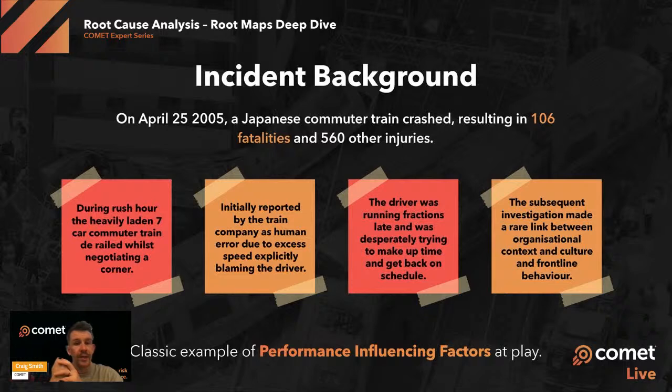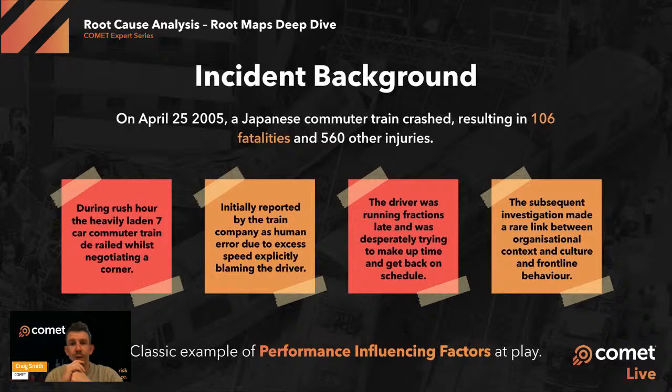They explicitly blamed the driver for pushing the train beyond its limits for that piece of track. Some other circumstances: the driver was running fractionally late and was desperately trying to make up time and get back on schedule. So again, that touches on the culture, not just within the industry, but within Japan as a country, in terms of how proud they are of that and how important it is that the system runs on clockwork. So to be late was beyond unacceptable.